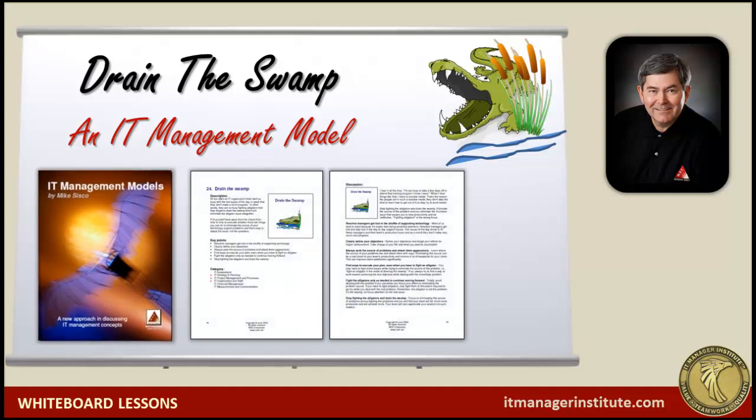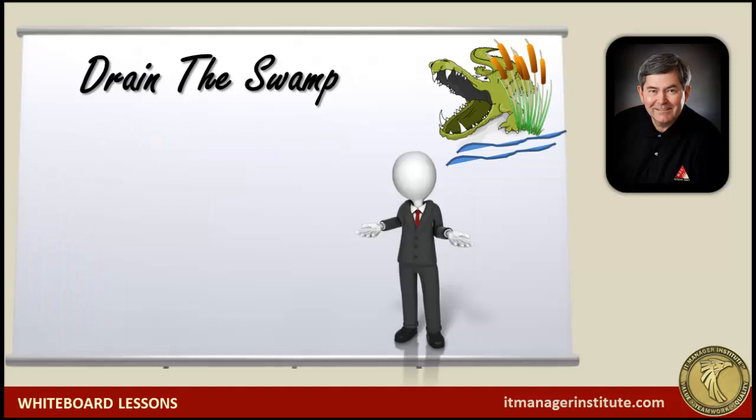In the Models book, each model has 2 pages that talk about the model itself, gives you some key points, and then a further detailed discussion on the right hand page. Drain the Swamp is model number 24.